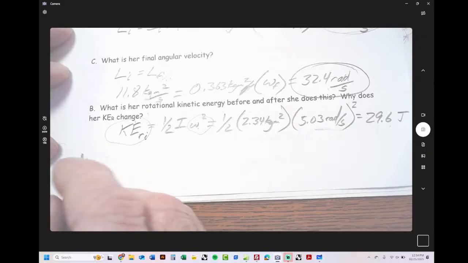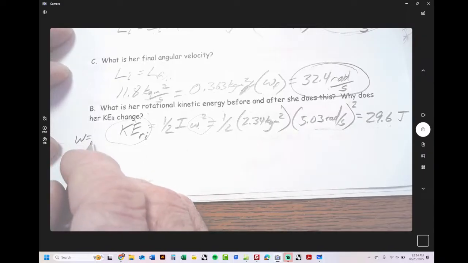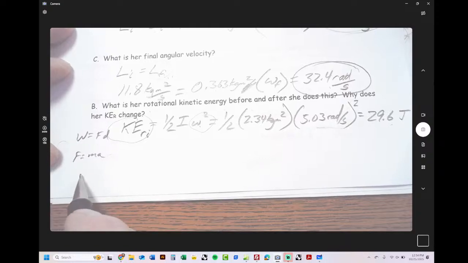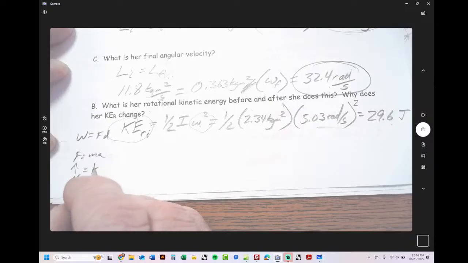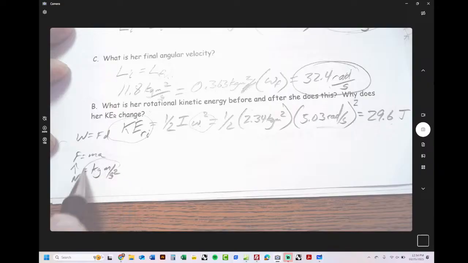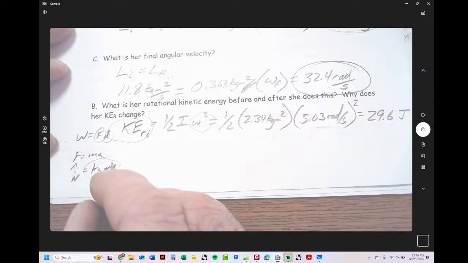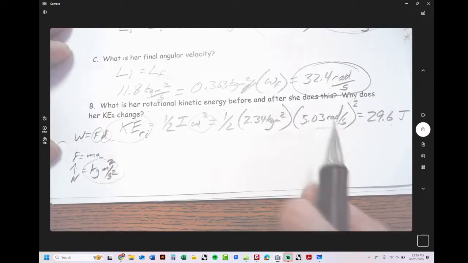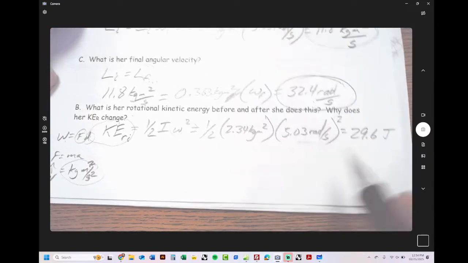So just for kicks, I did this in the other class. It wasn't too painful. If you think back about work equals force times distance, and force equals ma. So force is newtons, and newtons is kilograms times meters per second squared. And if you take kilograms meters per second squared and you multiply it by meters to get work, which the units are joules, then you get kilograms meters squared per second squared. So a kilogram meter squared per second squared is a joule.